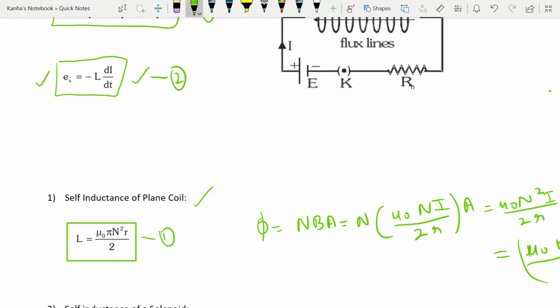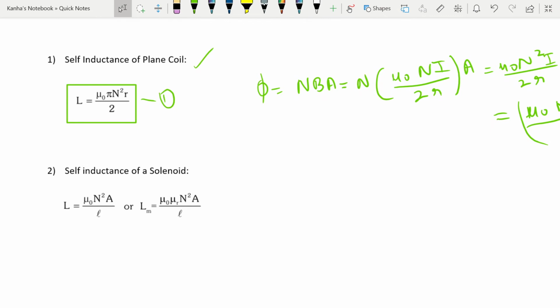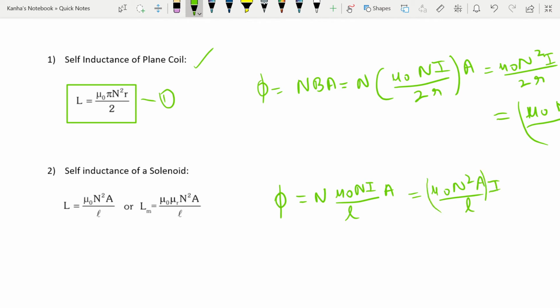The next one that we look at is self-inductance of a solenoid. For a solenoid we can easily find the total flux. The total flux is n times mu naught Ni divided by L into A, which is nothing but mu naught n square A by L into I. But as phi is equal to L times I, I can easily write that my L becomes mu naught n square A by L, or L is equal to mu naught mu R n square A by L.